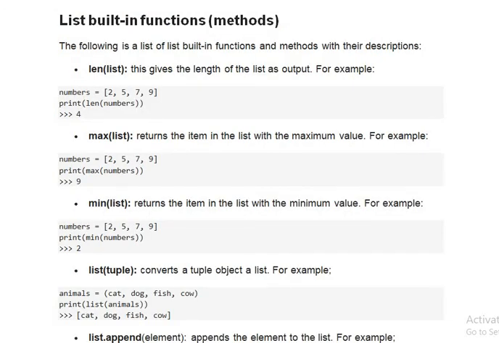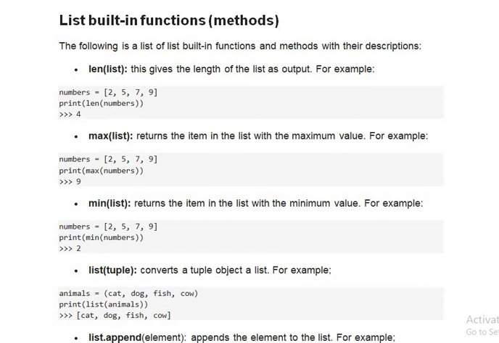So we have various built-in functions. Length is to find the length of the list, max is the maximum value, min is the minimum value, and list within brackets tuple converts a tuple object to a list. So we'll be discussing what exactly is tuple in the coming sessions. You see the example there.